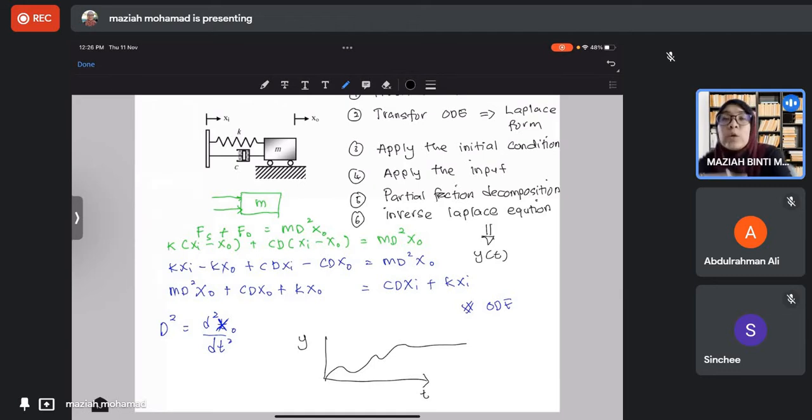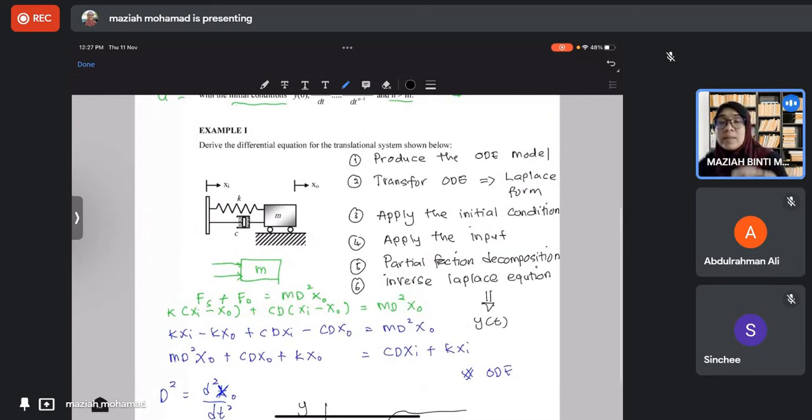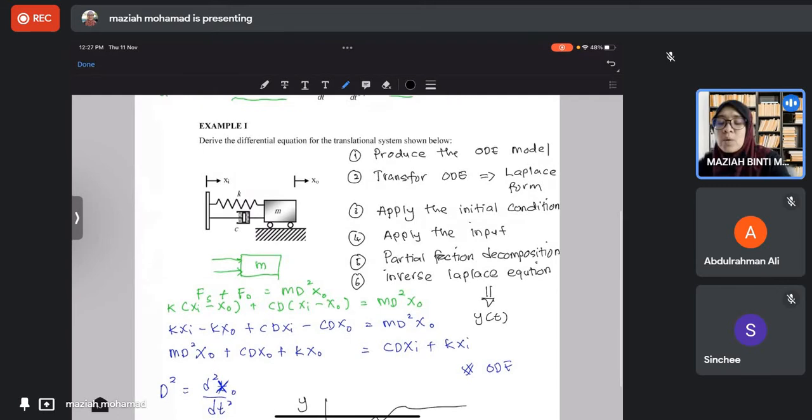So in order to get that, we need to have the ODE of the system. The ODE here is also known as the model of the system that relates the output to the input of the system. We can get the ODE from the system itself. This is shown in example 1. We produce the ODE model from the system: we do the free body diagram and then we get the ODE.